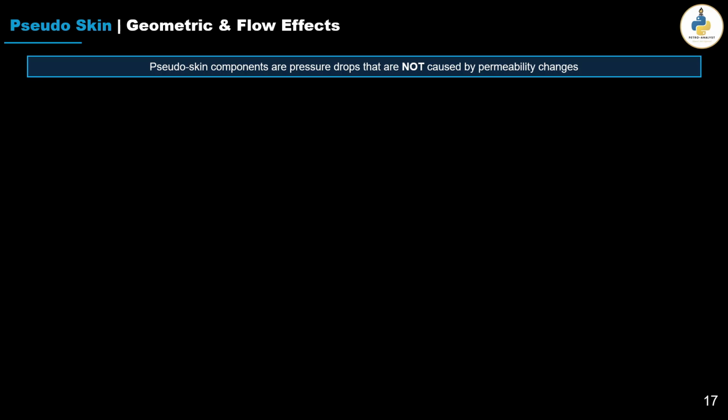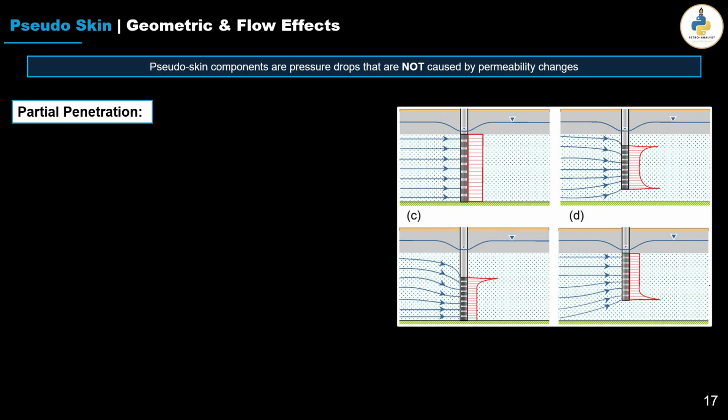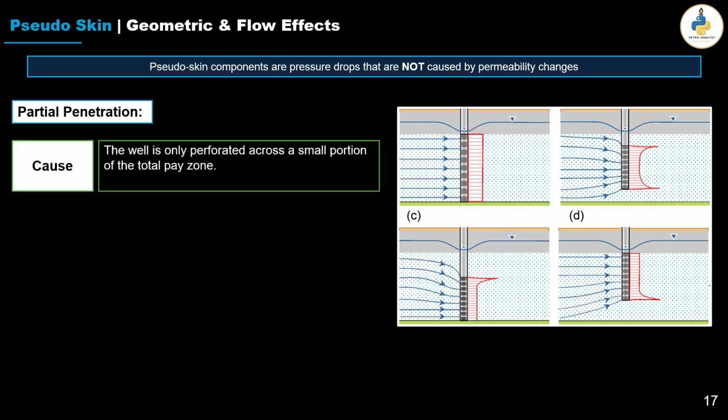And now for the pseudo-skins. We talked about the pseudo-skin components as the pressure drops that are not caused by permeability change or physical change. One example is the partial penetration. What is the cause? Here in this plot, we have the well fully penetrating the reservoir, and so the flow of the fluid from the reservoir into the wellbore is smooth. But in this case, we only perforated a certain zone inside our pay zone, or inside the reservoir.